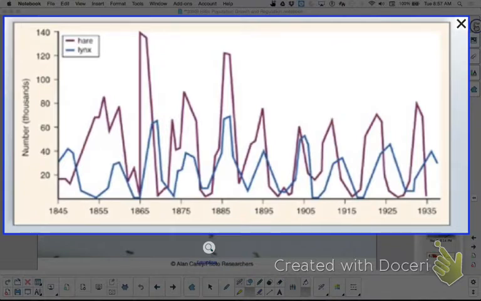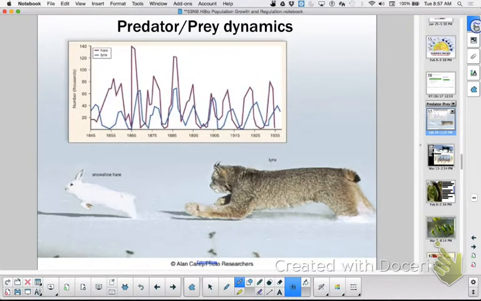So on your notes, underneath predator-prey relationships, which is predation, when a predator feeds on a prey. And then you have the cycling, the lynx and the snowshoe hare.